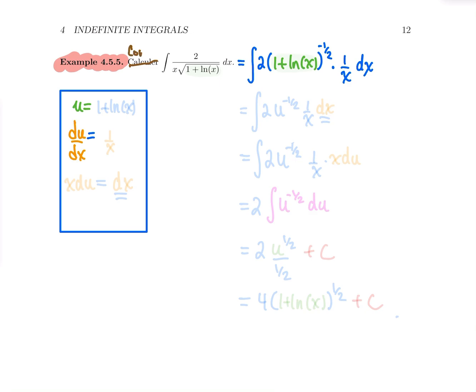And if you choose x square root of 1 plus ln of x as u, this means that the u prime is a product rule. This is typically a sign that this might be too complicated. So what should we choose?